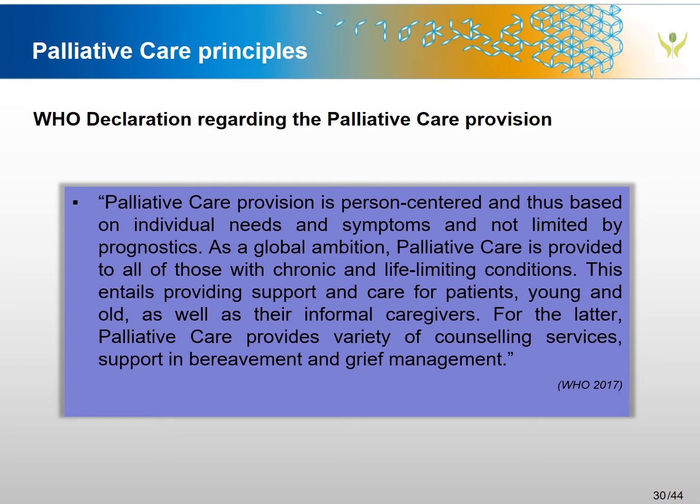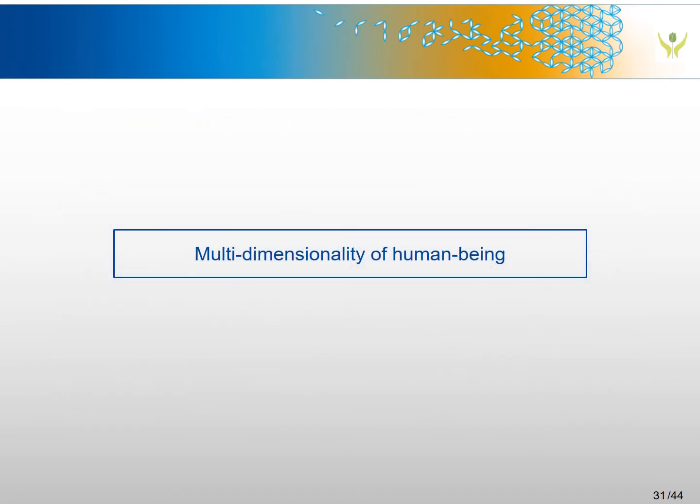As a global ambition, palliative care is provided to all of those with chronic and life-limiting conditions. This entails providing support and care for patients, young and old, as well as their informal caregivers. For the latter, palliative care provides a variety of counseling services, support in bereavement and grief management. Let's see now what we know today about the multidimensionality of the human being.